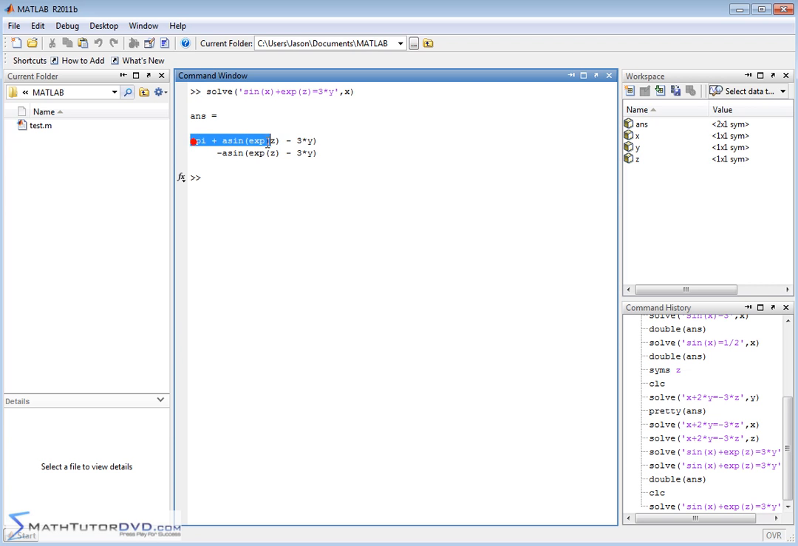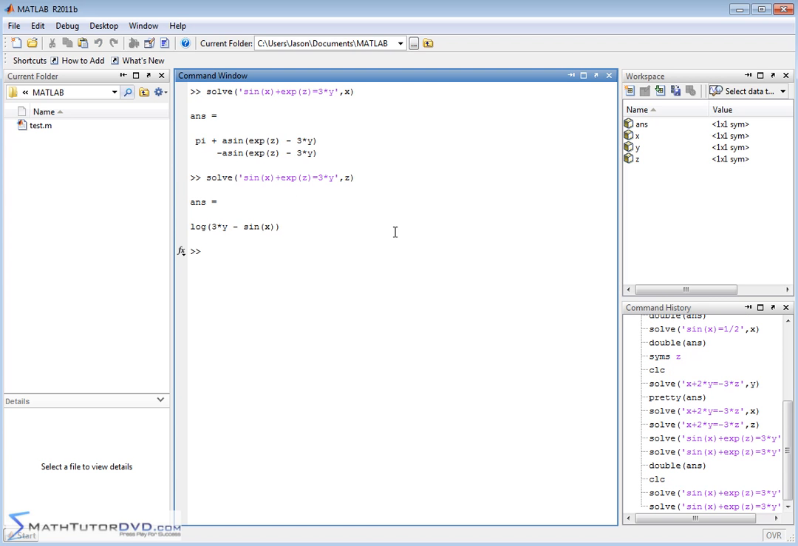Now MATLAB's giving us two answers because, you know, there's usually multiple answers when you do an arcsine. Usually they're spaced apart by pi. And so that's what it's basically done here. But again, it's doing the algebraic work for you. And then finally, we can solve this exact same expression for z, in which case MATLAB is going to return a natural logarithm, basically, because you move the sine over to the other side, and then to get z by itself, you'll be taking the log of both sides.